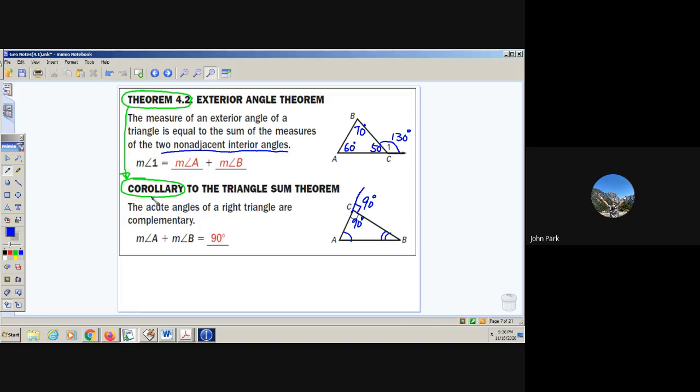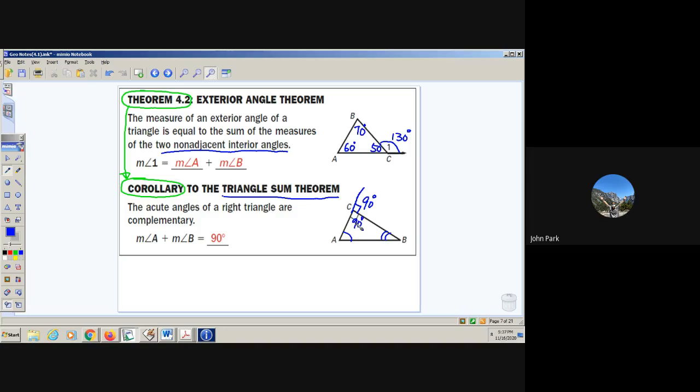So then here's a corollary. Now it says corollary to the triangle sum theorem, but it could also be a corollary from the exterior angle theorem because they're kind of related. So that follows those previous two theorems. And so the corollary to the triangle sum theorem says that if I have any right triangle like this, then if I add the two acute angles, it's always going to add up to 90 degrees. Well, that kind of makes sense, right?